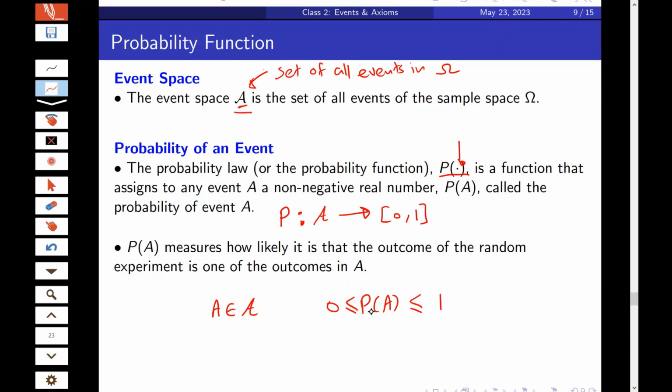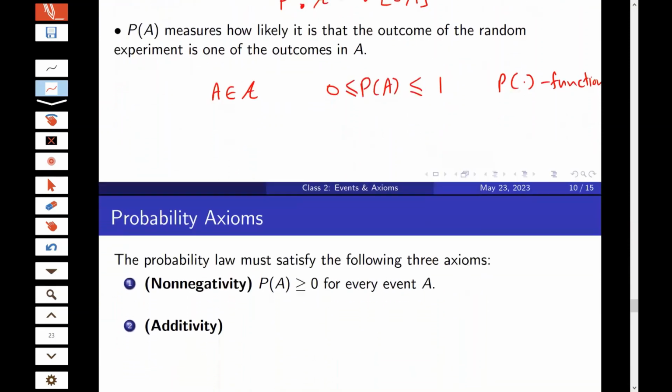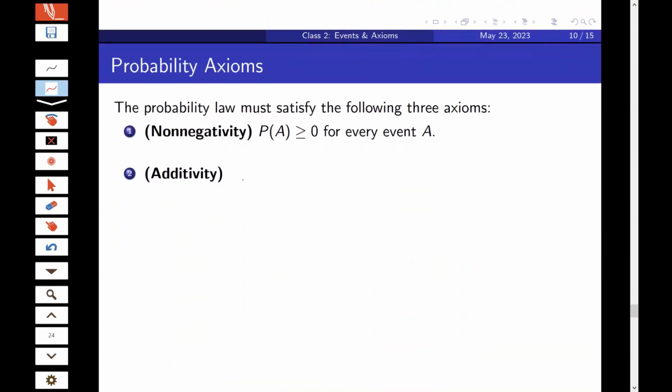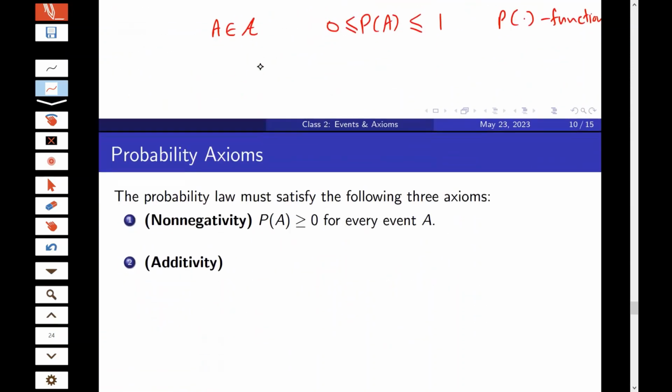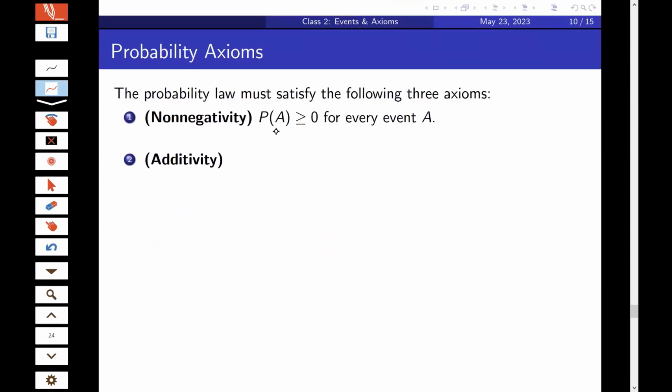So P is a function, but it assigns only values between 0 and 1. Its domain is going to be the events in omega, and its codomain is going to be values between 0 and 1. So that's the mathematical way we can define the probability of an event, or probability function. And these are the axioms I already mentioned here.